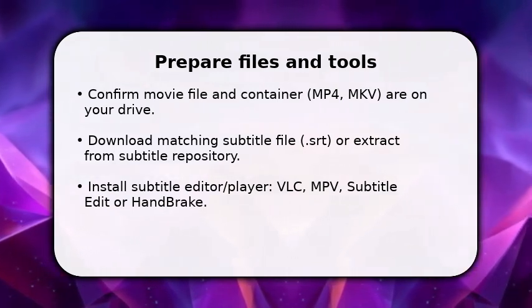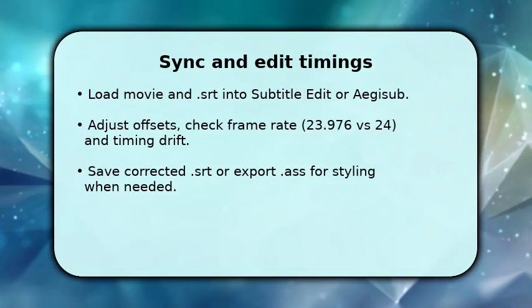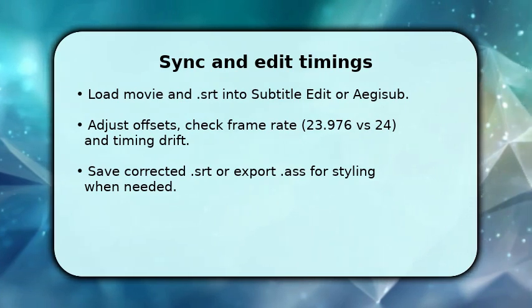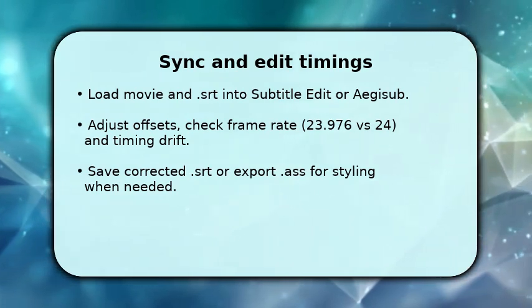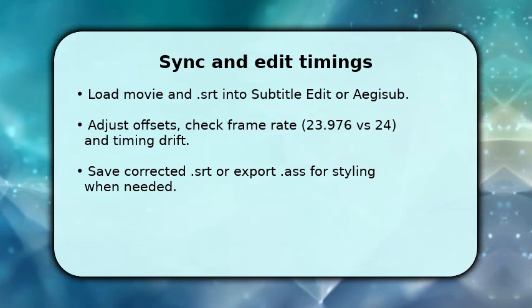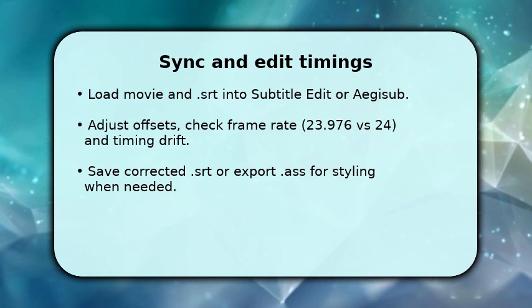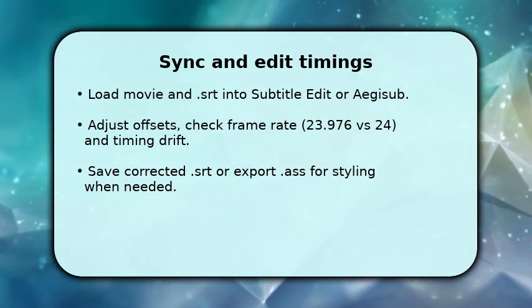Now you tune timing so the text matches speech. You load the movie and subtitle into an editor, inspect several spoken lines across the file to detect drift. If dialogue lags, change subtitle offset or retime segments, set the correct frame rate, 23.976, 24, or 25, because mismatched FPS creates progressive desync.